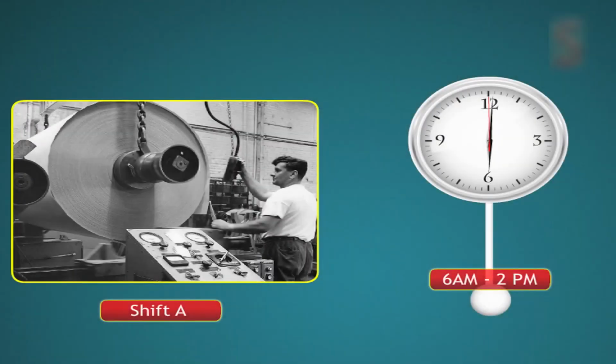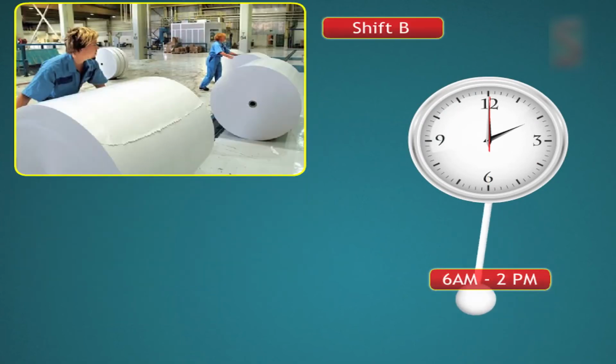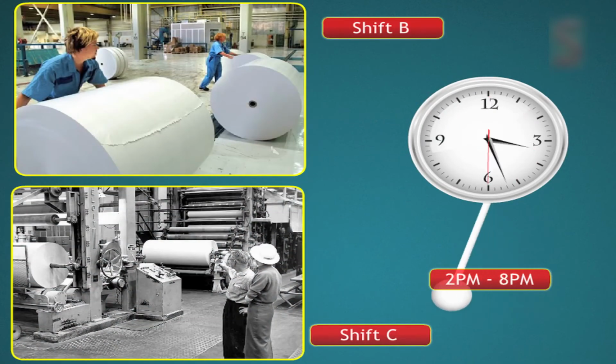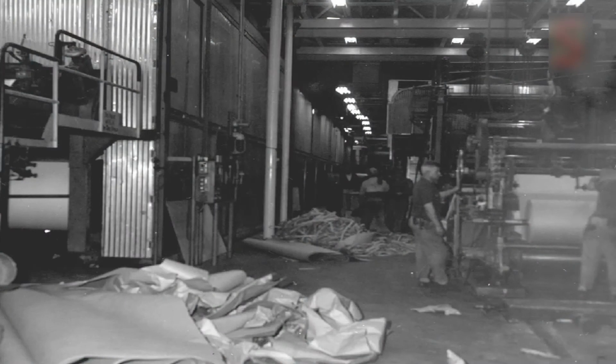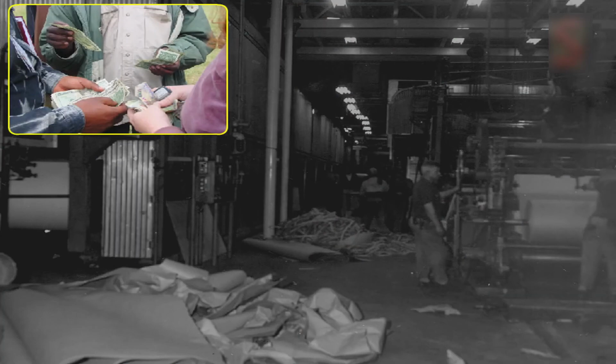The paper mills run round the clock with 3 shifts for the workers, which are shift A, B and C. While the shift A is between 6 am to 2 pm, the shift B and shift C are between 2 pm and 8 pm, and 8 pm and 6 am respectively. The night shift workers who work between 8 pm and 6 am are given a special allowance.